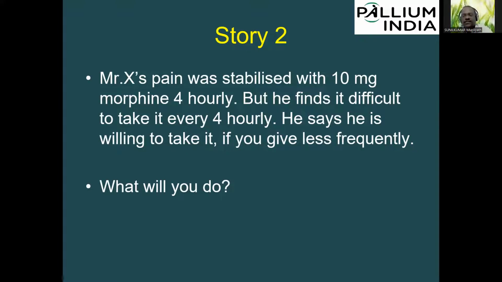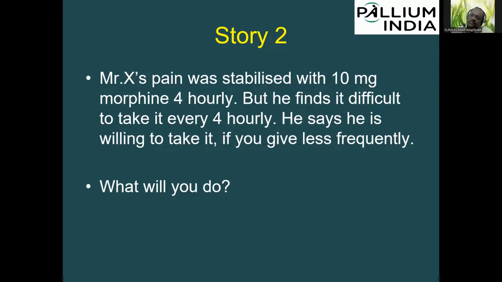If we take an antibiotic like amoxicillin, which needs to be taken 8 hourly, then how many of us would complete the 5-day course? Here the patient has to take morphine every 4 hourly and probably lifelong. So he says, sorry, I am unable to take it. Can you give it less frequently? Yes, sir, there are modified release and sustained release morphine tablets available, which can be given 2 times a day or as a single dose.